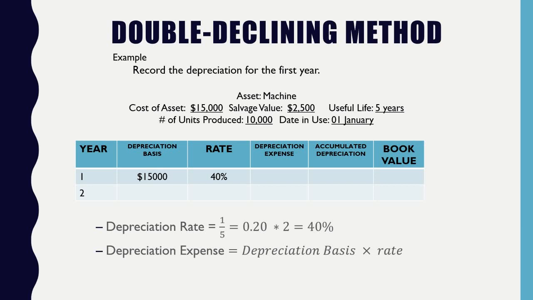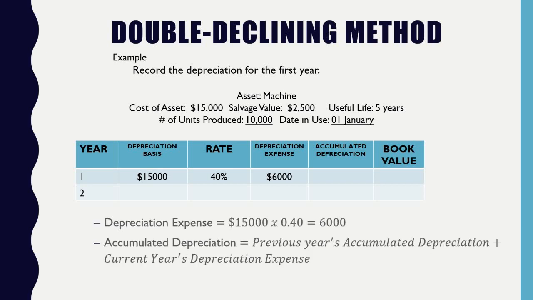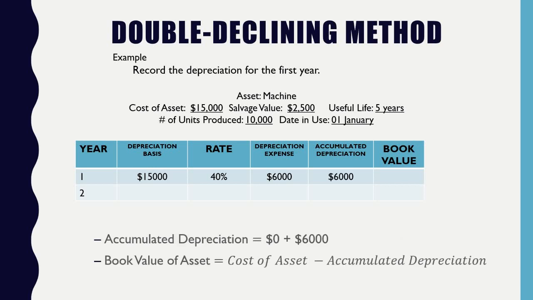expense. So depreciation expense is going to be the depreciation basis times the rate. So what is 15,000 times 40%? 6,000. All right? And of course, what is my accumulated depreciation? It's also 6,000 because we have no previous years and the current year is 6,000. So what is my book value now?